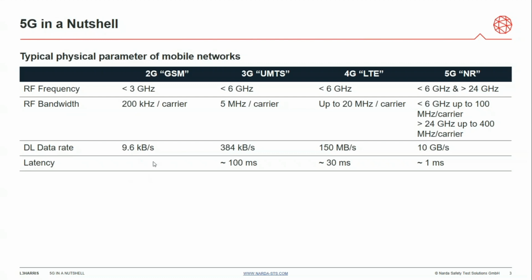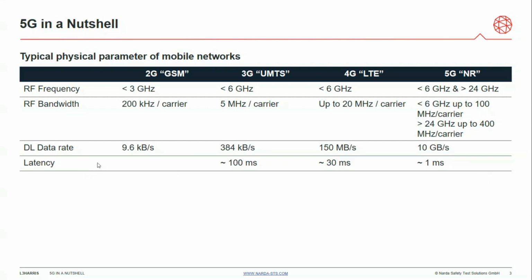One of the big differences is the downlink data rate. You see starting with around 10 kilobit per second to 384 for around 400. Then with LTE, theoretical maximum was already around 150 megabit, and now within a cell, there's a downlink data rate of 10 gigabit per second possible.